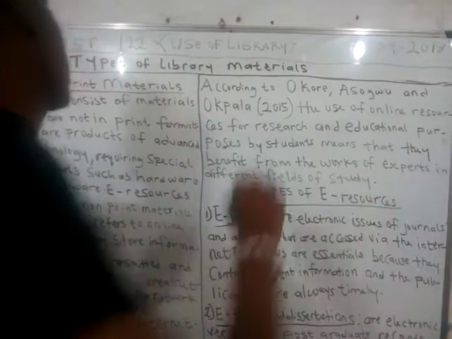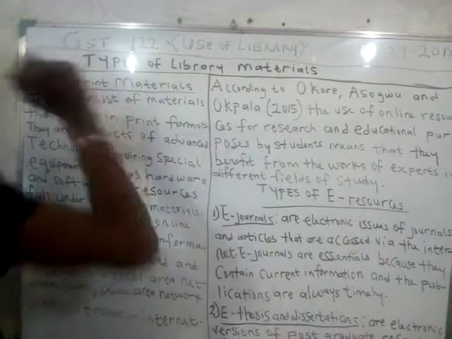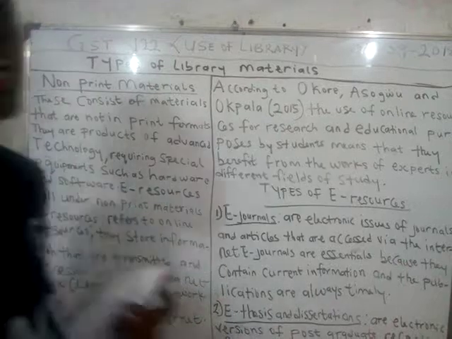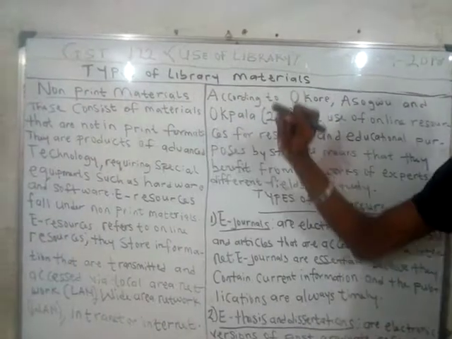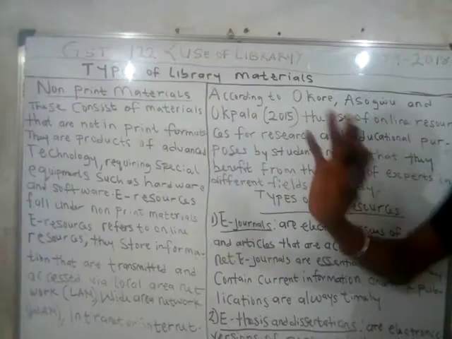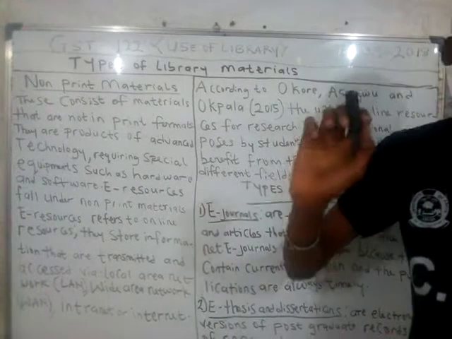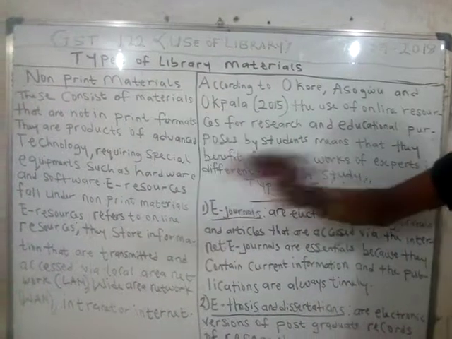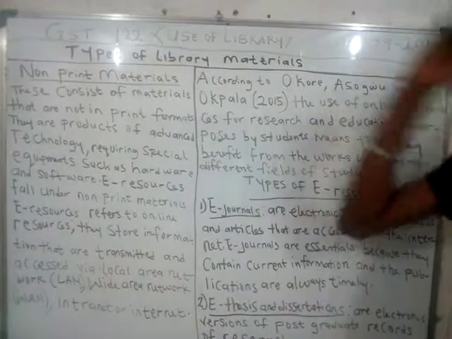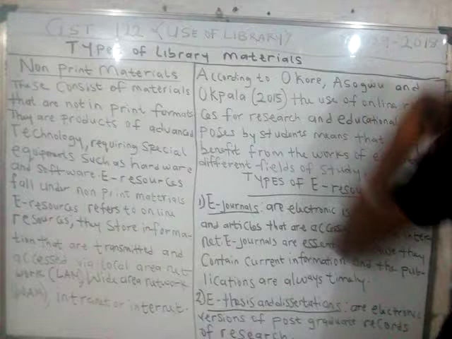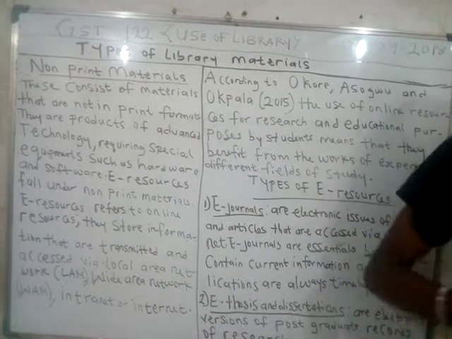Okay, now the second type of library material is what? Non-print material. What are non-print materials? Now, these consist of materials that are not in print formats. Remember, the first type we did are in print formats. These types are not in print formats. Rather, they are products of advanced technology, requiring special equipment such as hardware and software.